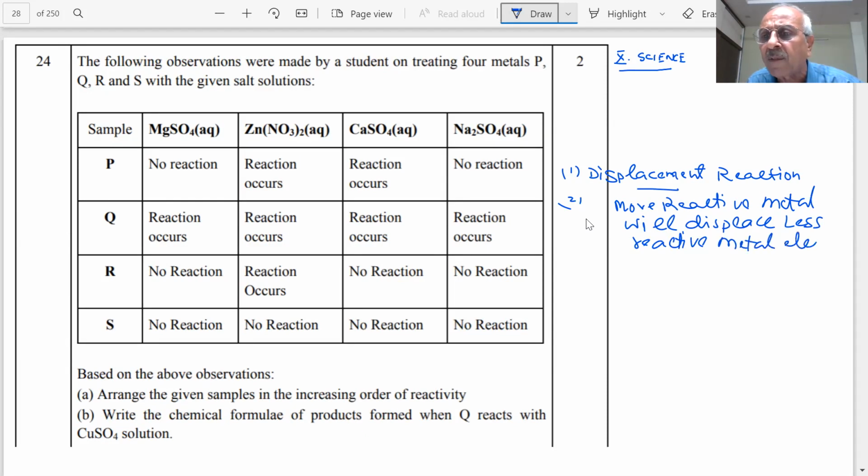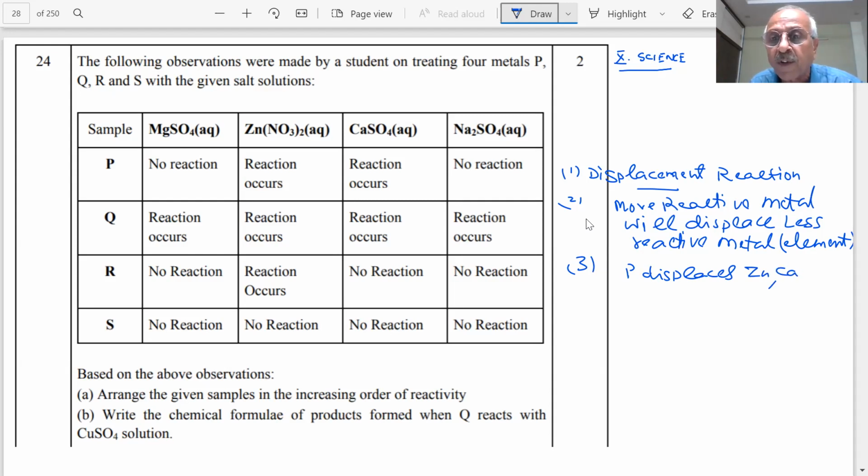Here there are metals or elements, students. So let us see what the given information is. First, sample P: no reaction with MgSO4. That means it does not displace magnesium. Reaction occurs with zinc nitrate. So the observation is that P displaces zinc from the salt solution. It also displaces calcium from the salt solution, but it does not displace sodium.